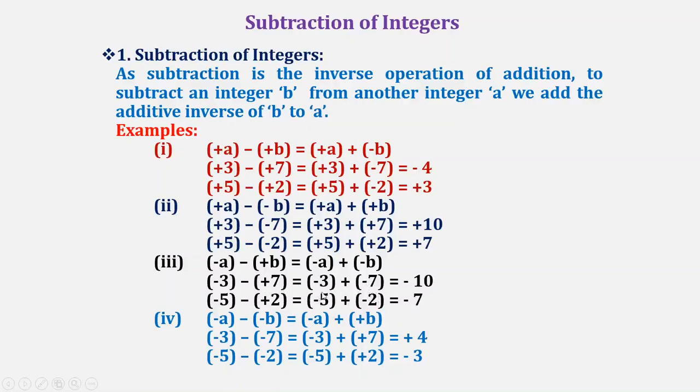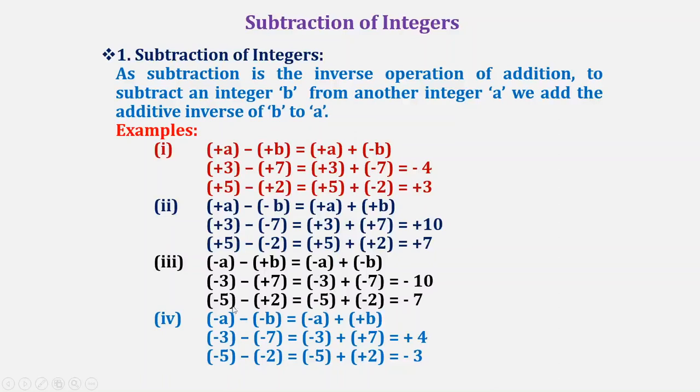So now it has become the addition of two numbers having the same sign, which is the minus sign. Addition of like signs means just add the numbers irrespective of the signs, which is 3 plus 7 is 10, and put the sign which is common to both. The common sign is the minus sign, so minus 10 you will get as the answer. Next, take one more example here, minus 5 minus of plus 2.